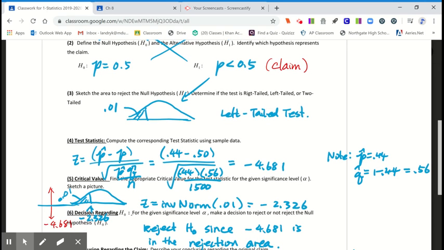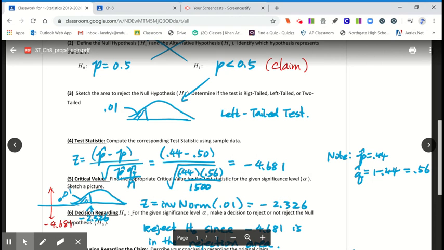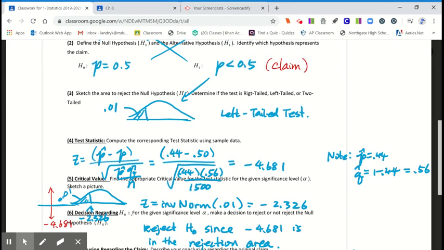All right, sketch the rejection area for the null. We reject the null if the alternate is true, if P is too small, which is the left tail test. And this area is going to be 0.01, alpha.